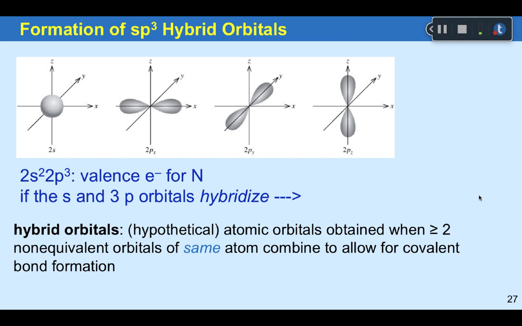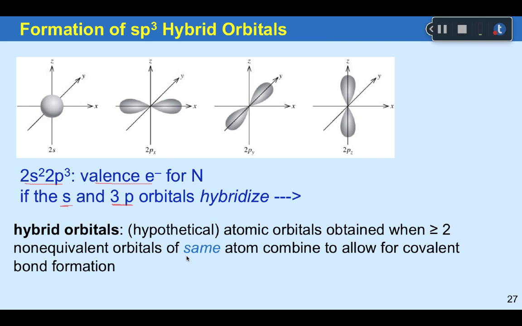In other words, there's going to be a hybridization of the valence electrons for nitrogen, and its valence electrons are 2s2, 2p3, 5 electrons. And the orbitals that are hybridizing are the single s and 3 p orbitals. And if we hybridize them all together, they're going to become equivalent. So what we do, and this is a hypothetical thing, done with mathematical calculations, is that hypothetical atomic orbitals are hybrids obtained when you get two or more non-equivalent orbitals from the same atom to combine, allowing them to form covalent bonds.